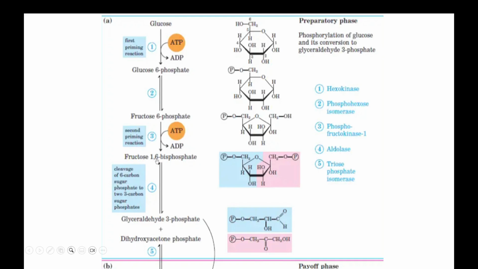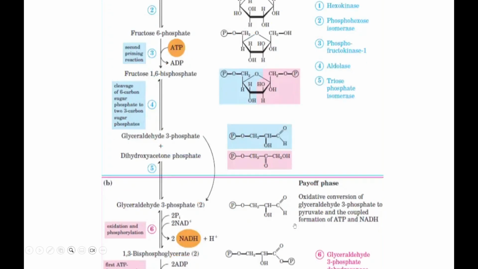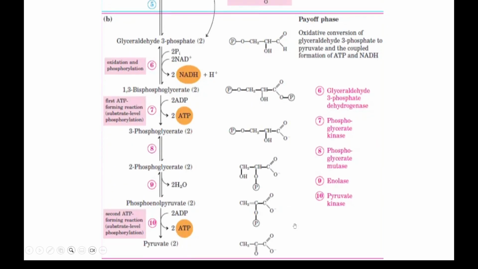So till here we had a 6-membered substrate. Now it changes to, see, 3-membered substrates each. Glyceraldehyde 3-phosphate is a 3-carbon substrate, and DHAP is a 3-carbon substrate. Now next we have the payoff phase, wherein we actually get ATP molecules from these reactions.